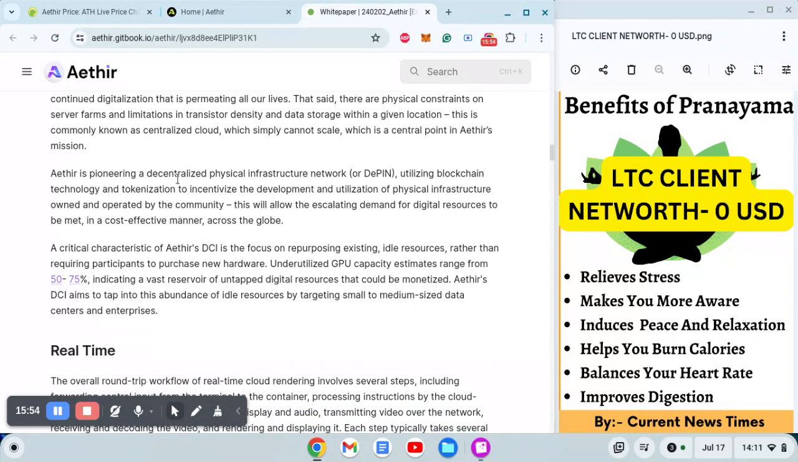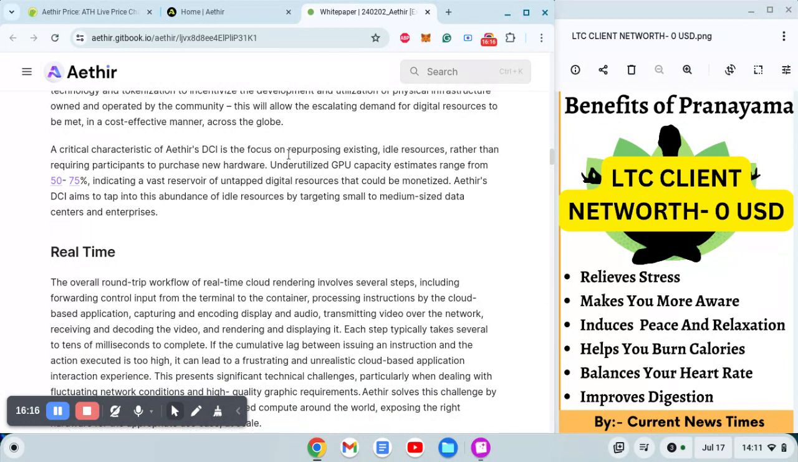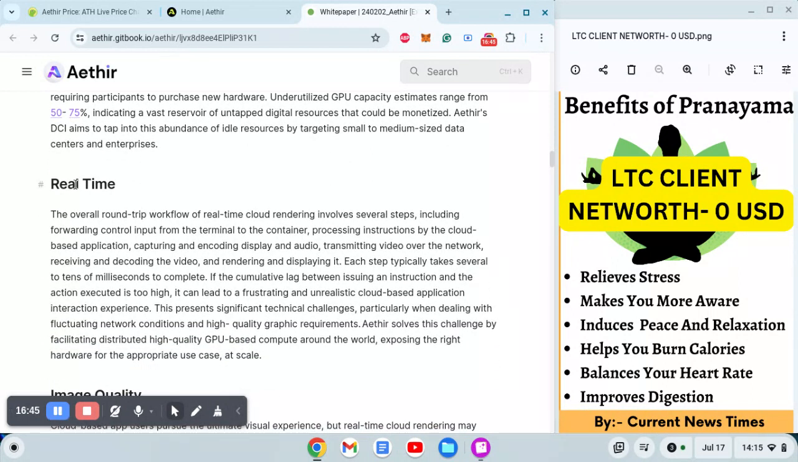Aethir is pioneering a decentralized physical infrastructure network or DePIN, utilizing blockchain technology and tokenization to incentivize the development and utilization of physical infrastructure owned and operated by the community. This will allow the escalating demand for digital resources to be met in a cost-effective manner across the globe. A critical characteristic of Aethir's DCI is the focus on repurposing existing idle resources rather than requiring participants to purchase new hardware. Underutilized GPU capacity estimates range from 50 to 75%, indicating a vast reservoir of untapped digital resources that could be monetized. Aethir's DCI aims to tap into this abundance of idle resources by targeting small to medium sized data centers and enterprises.